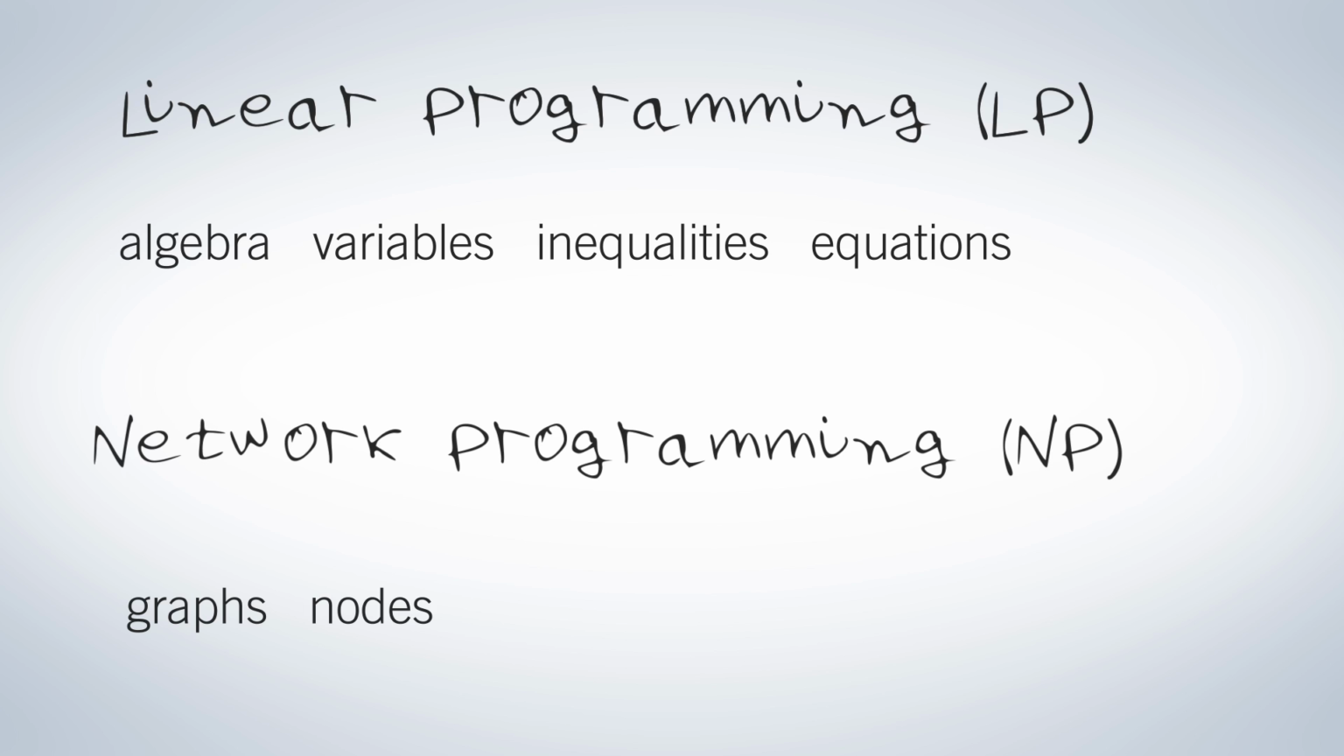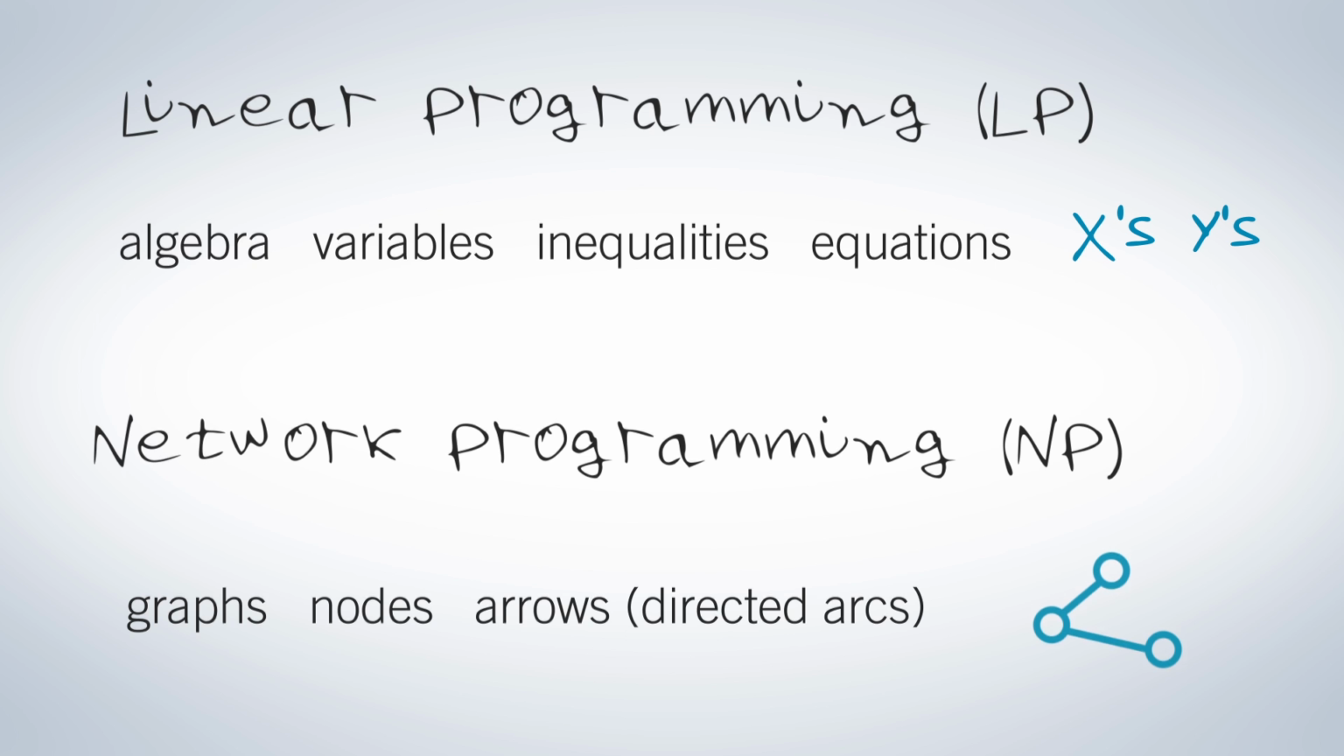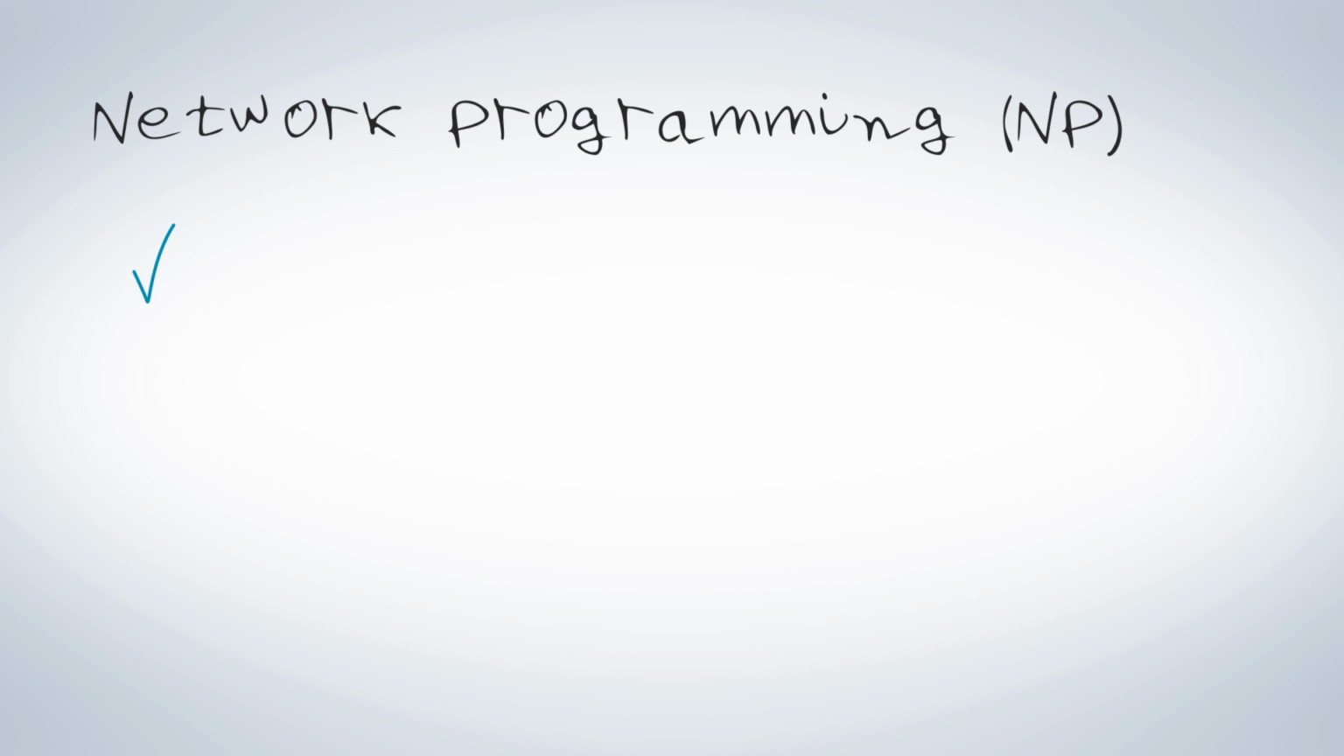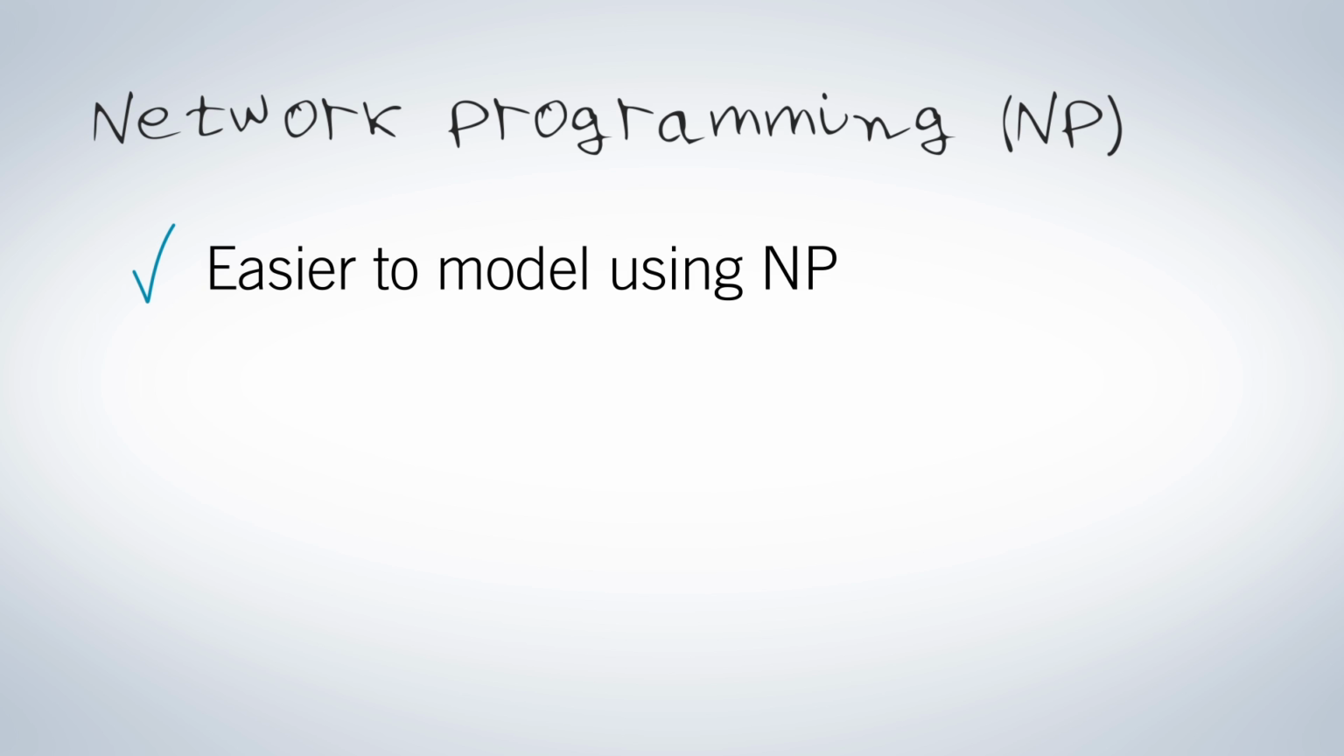We use nodes and arrows, which are called more formally directed arcs, because we also have undirected arcs, but here we will talk only about directed arcs. Whereas here we're using X's and Y's, here we're using pictures. So there are several advantages of using this. Sometimes it's easier to model a problem using network programming language.